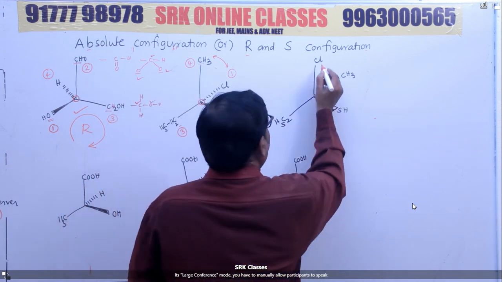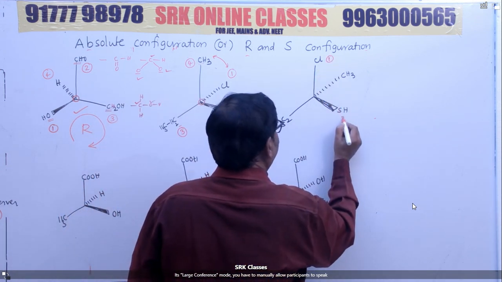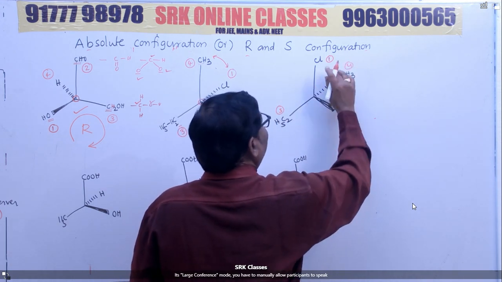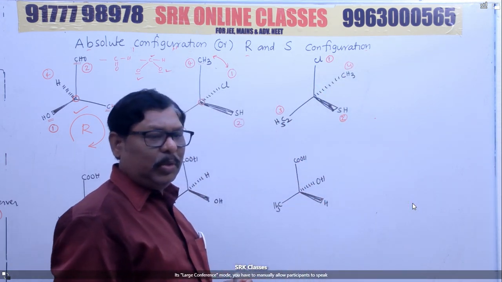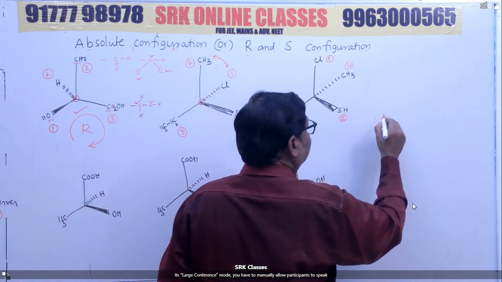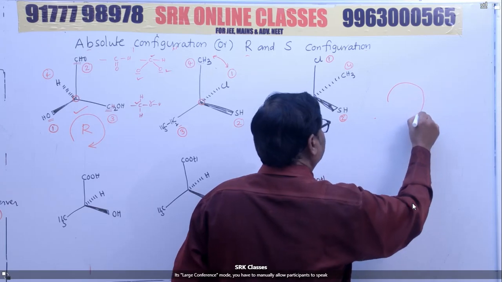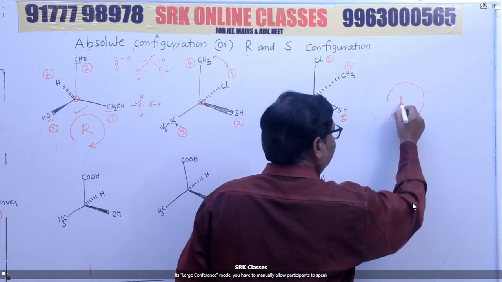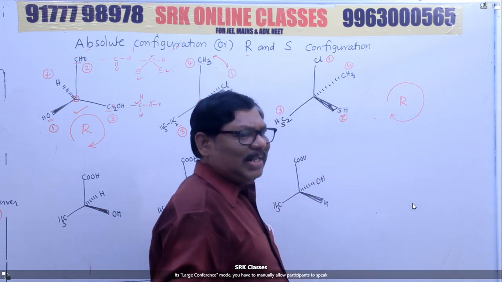What is the priority order? This is 1. This is 2. This is 3. This is 4. The fourth one is away from the observer. You need not bother. Connect the first 3 priority groups. This is clockwise direction. But what is the correct answer?